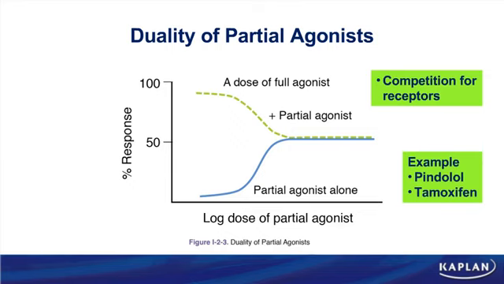If you were to have a postmenopausal woman, no estrogen in her body, and you gave that woman tamoxifen, it would act as an agonist. It acts as a partial agonist. It would stimulate those estrogen receptors.